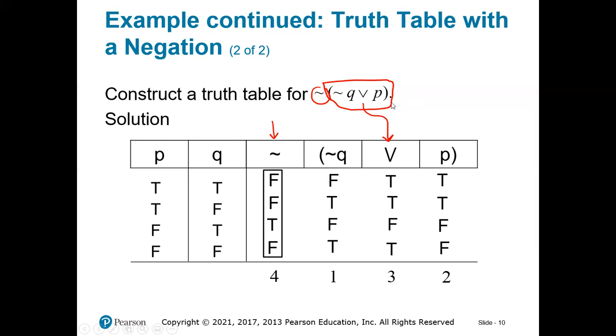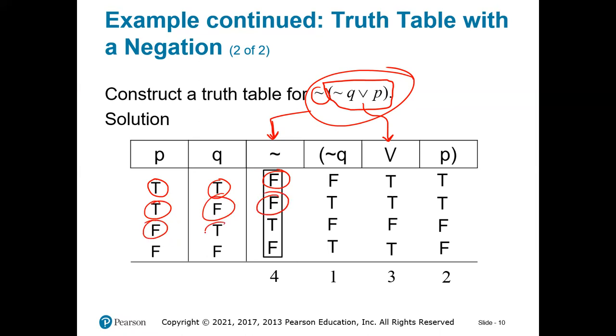So this, the whole thing, right? Pay attention to this, please. The whole thing is this column here. What does this mean? If P is true and Q is true, the whole thing is false. If P is true and Q is false, the whole thing is false. If P is false and Q is true, then the whole thing is true. If both of them are false, the whole thing is false. And this is the answer.